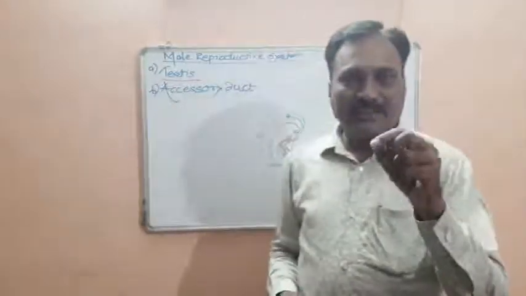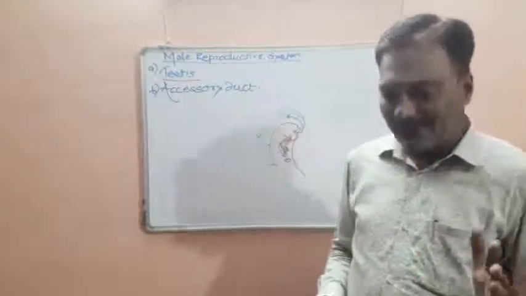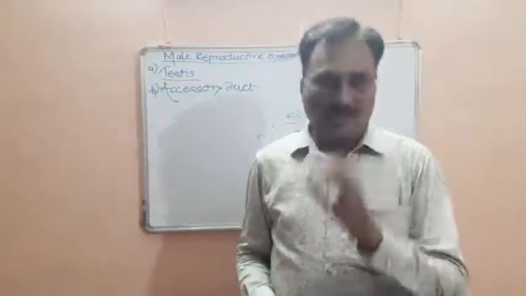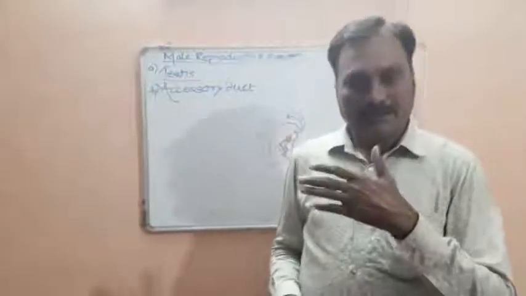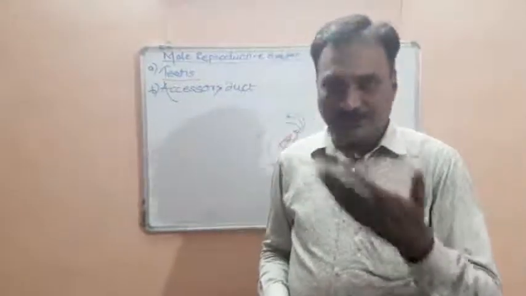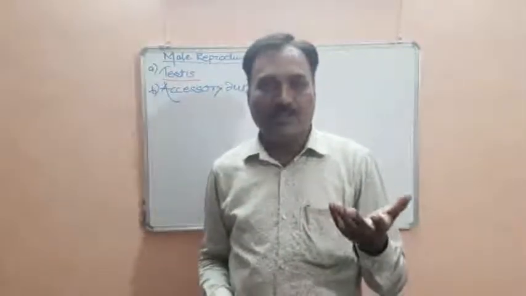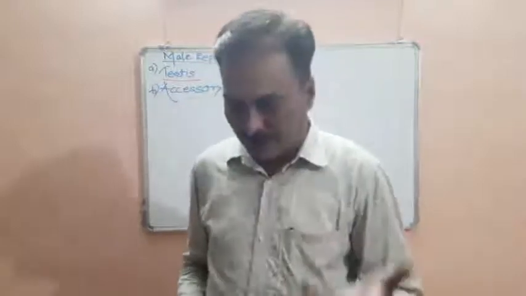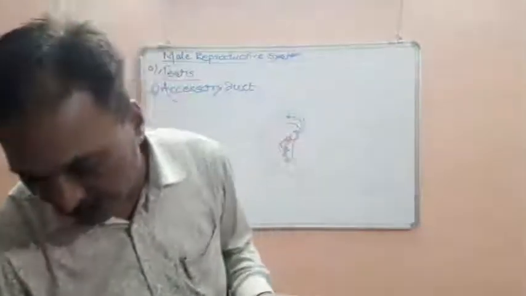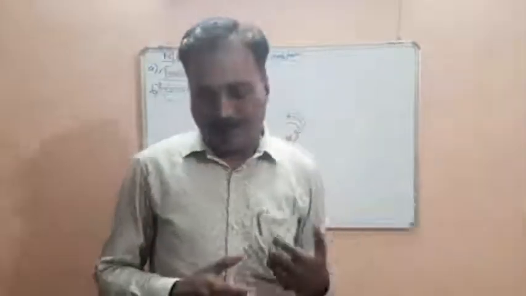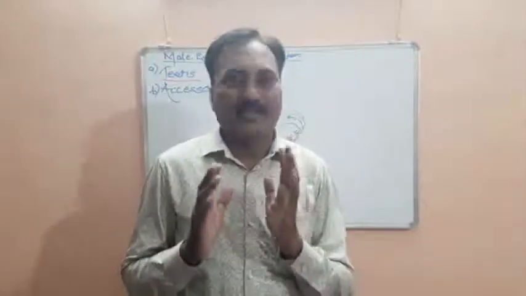So all the accessory ducts except the urethra are present in pairs. The urethra is the only single duct, whereas all the remaining ducts are always present in pairs. So the function of the accessory ducts is to carry the male gametes, to carry the urine, and to carry some accessory substances required for fertilization. They transport the substances which are formed up to where they are required. So that is the function of the different accessory ducts.